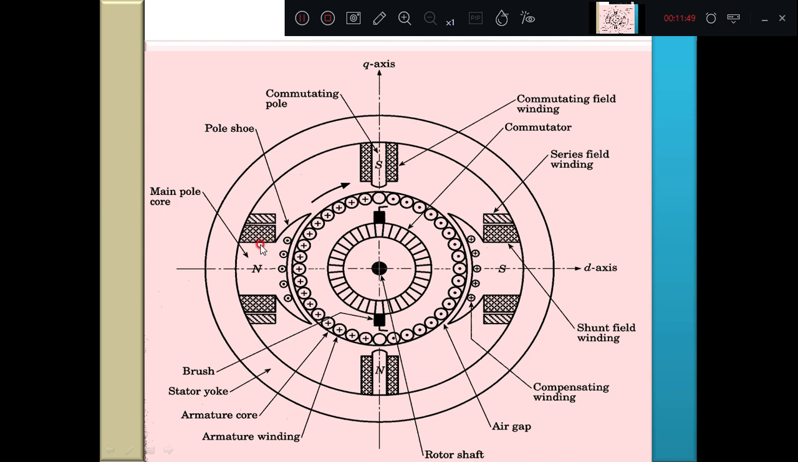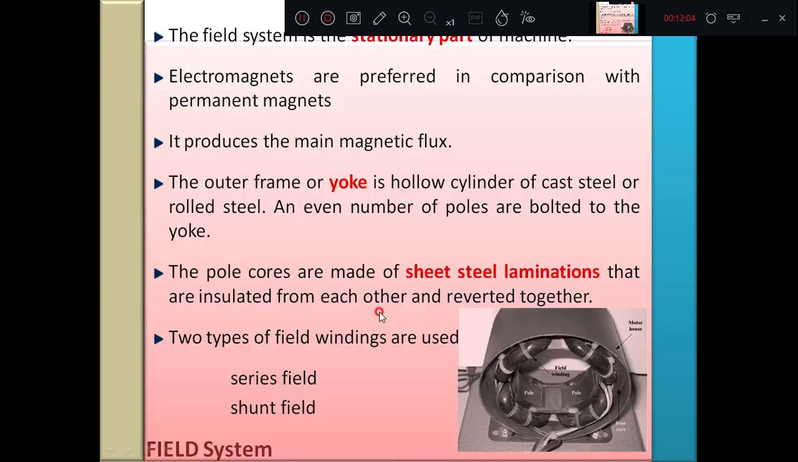That is, this is the pole, the stationary part, this is the armature rotating part, and the commutator converts the AC into DC. Then the DC output is connected through the brushes to the load. Then the first, the stationary part of the system, we will see in detail.